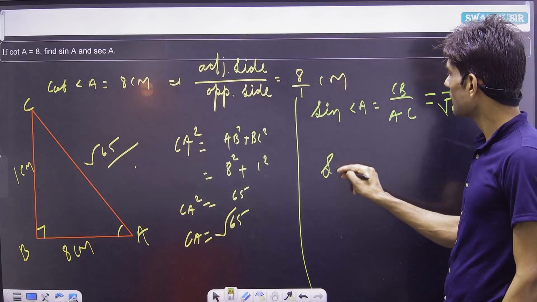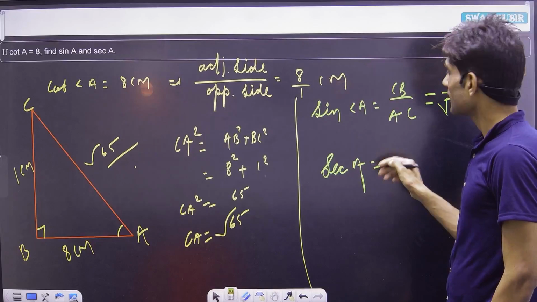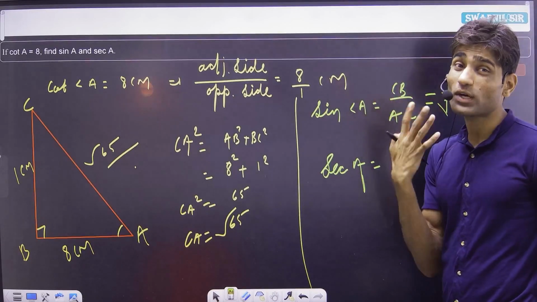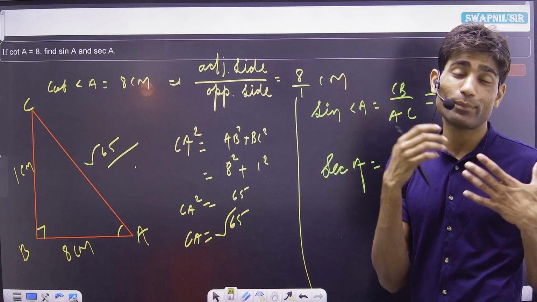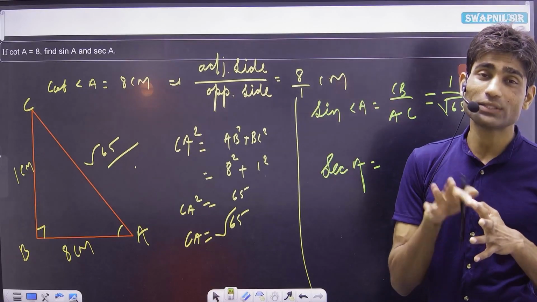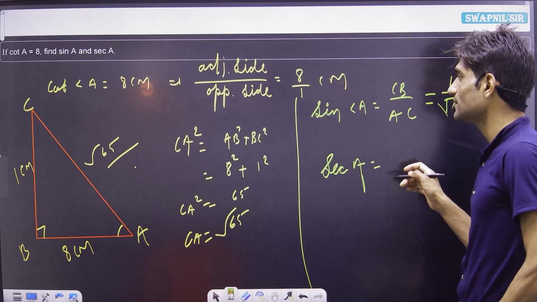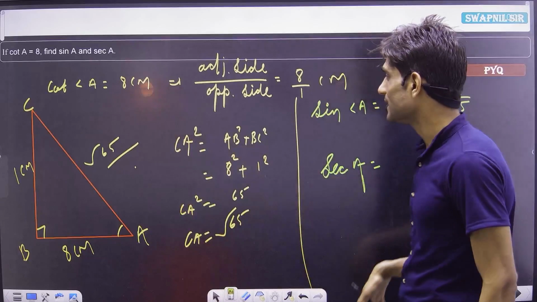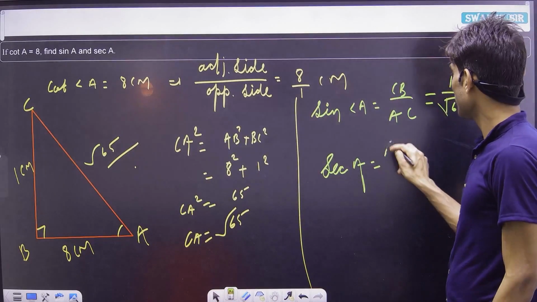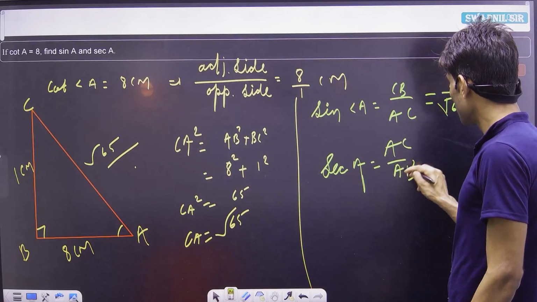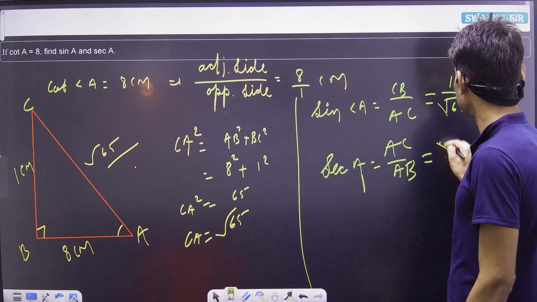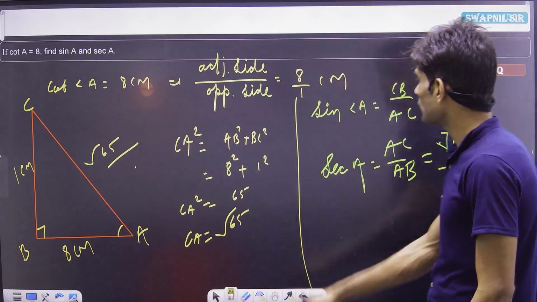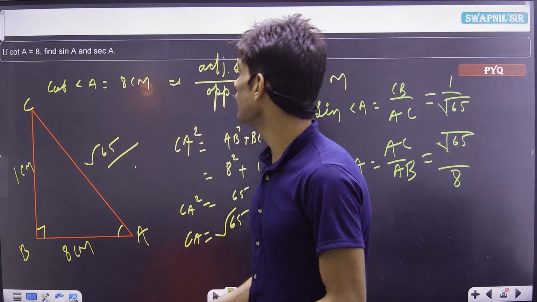Similarly sec A. We write it as the reciprocal of cos A. And we know that cos can be defined as adjacent upon hypotenuse. So hypotenuse upon adjacent we write as sec. Hypotenuse upon adjacent means AC upon AB. Put the value for AC, which is root 65, upon AB, which is 8. That's it, the value for sine of angle A and sec of angle A.